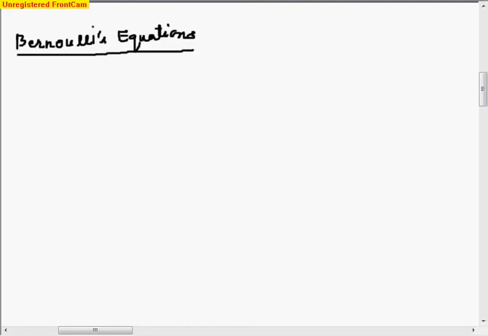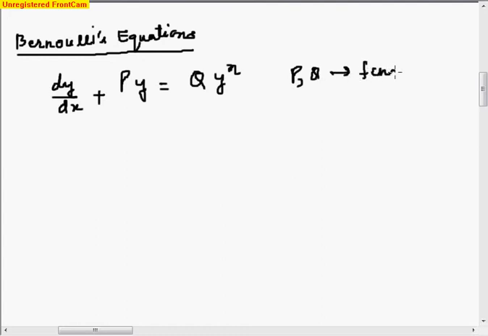If your equation is of this form, dy by dx plus p into y is equal to q times y raised to power n, where p and q are functions of x, right? If your equation is of this form, this is a Bernoulli's equation. So can you tell me how to solve this equation? What substitution you need to make? Actually, you will reduce this to a linear equation, which we did.